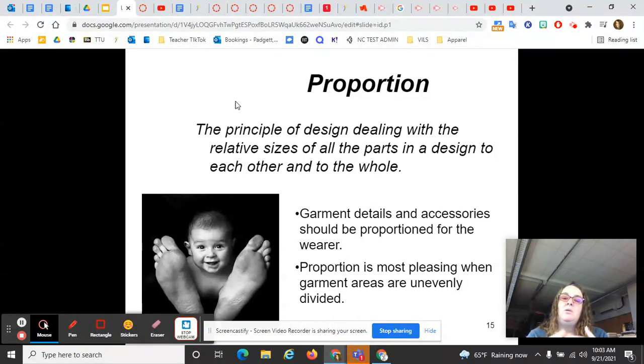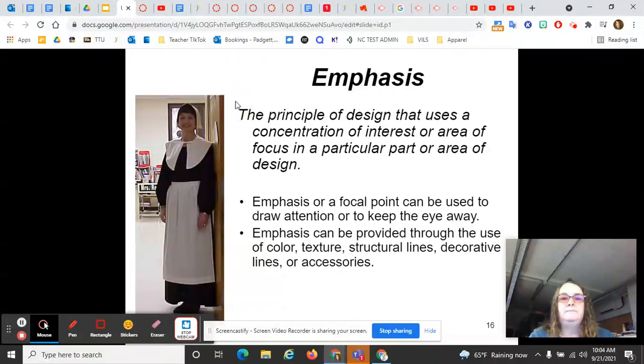You also want to make sure that proportionately the garment is divided unevenly. If you take a garment and you cut it right in half, that is not the ideal visual to the clients. There is a golden ratio, and that's 2/3 to 1/3.